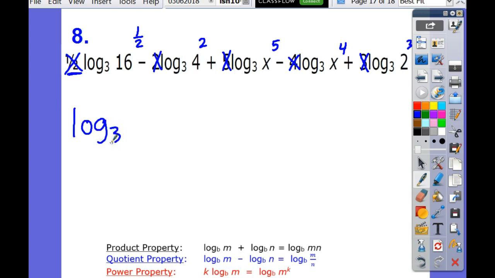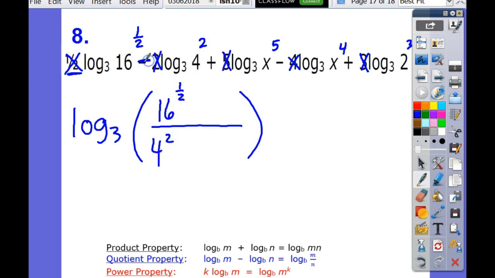I have some subtraction signs in there, so I'm going to have a quotient. Do you know how to tell whether the number is going to go on the top or the bottom of my quotient here? Is 16 to the 1/2 power going to be on top or on bottom? Does it have a negative sign out in front? So it's going to be on top. What about 4 squared? 4 squared is going to be on the bottom because of this negative sign.